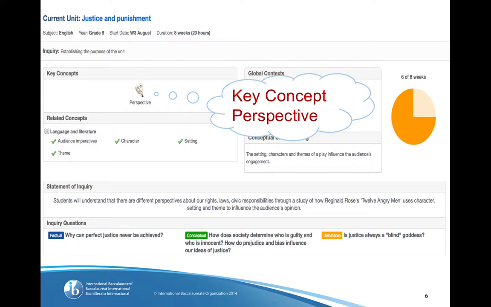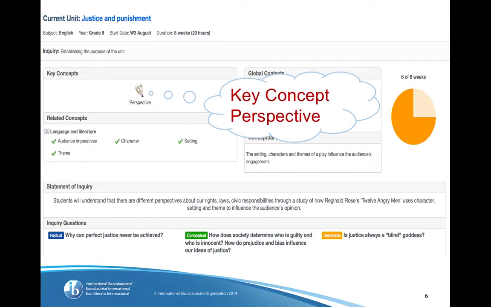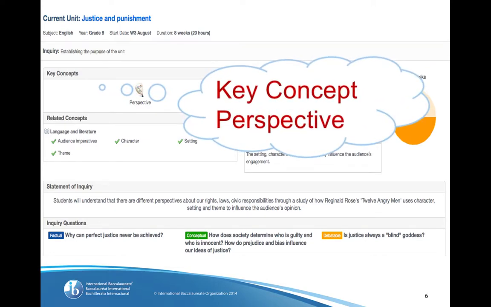This is your current Language and Literature English unit. The key concept is perspective. You're reading a play called 12 Angry Men, which is about the justice system. At the beginning of the play, most of the jurors believe that the young boy accused of murder is guilty. It's only juror 8 who takes a different perspective, and he uses evidence to determine the truth. Through this process, many of the other jurors actually change their perspective. You're reading a play, but the bigger understanding you should take from this unit is about perspective.